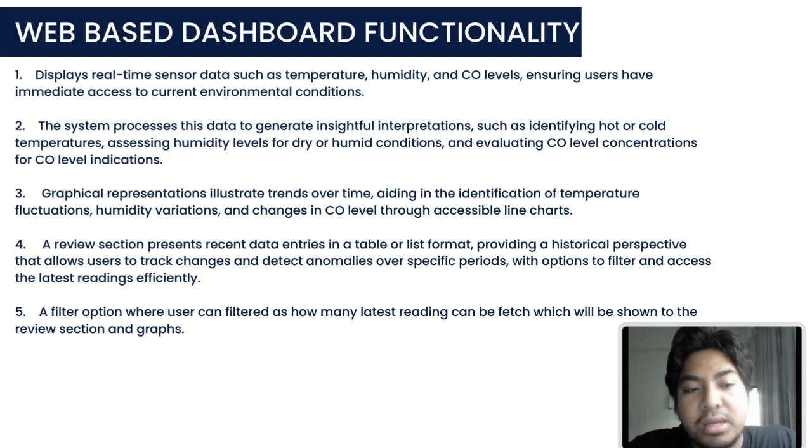It helps in identifying temperature fluctuation, humidity variation, and changes in CO level through accessible line charts. There's also a review section that presents the recent data entries in a table or list format, providing a historical perspective that allows users to track changes and detect anomalies over specific periods of time, with options to filter and access the latest readings efficiently. And lastly, there is the filter option, where the user can filter how many of the latest readings are fetched, which will be shown in the review section and graphs.